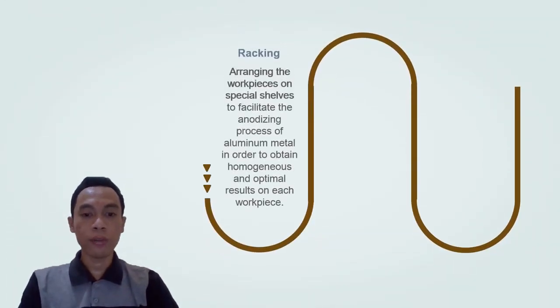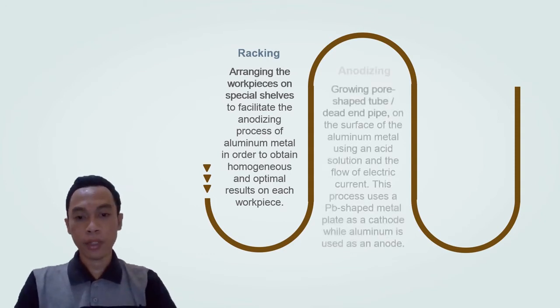The racking process is arranging the workpiece on a special shelf to facilitate the anodizing process of aluminum metal, in order to obtain a homogeneous and optimal result on each workpiece. In this process, we wrap the aluminum metal with a wire that would later be attached to the anodizing equipment set. The next step is the anodizing process.